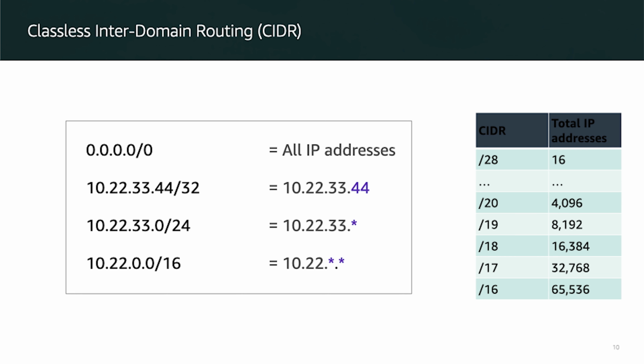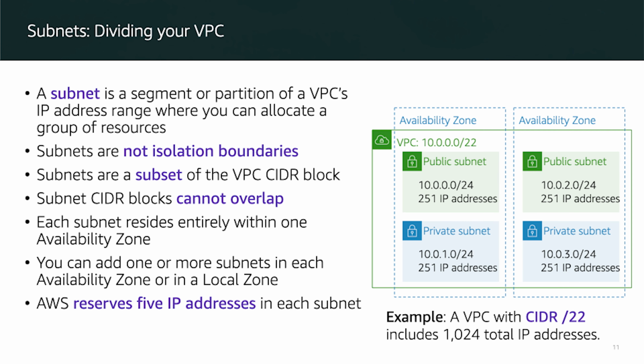Amazon VPC can operate in a dual stack mode. Your resources can communicate over IPv4 or IPv6 or even using both IP protocols. The IPv4 and the IPv6 addresses are independent of each other, so you must configure routing and security in your VPC separately for IPv4 and IPv6. You can divide the VPC into one or more subnets. A subnet is a logical segment or a portion of your VPC IP address range where you can allocate a group of resources. And it is important to remember that subnets are not isolation boundaries around your application.